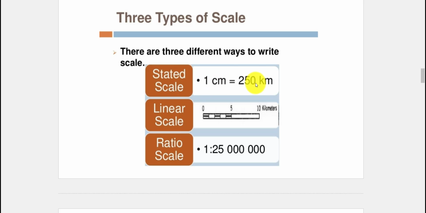1 centimeter is equal to 250 kilometers. That means that for every centimeter that you measure on your map, it represents 250 kilometers in the real world. If you see a scale bar, like the one pictured here, this is called scale bar or linear scale, and the distance is represented by the distance of the scale bar. Notice here that we have 0 to 5 and 0 to 10.